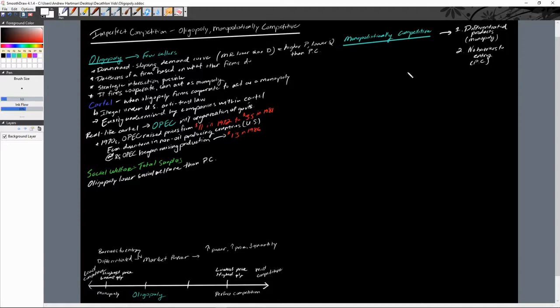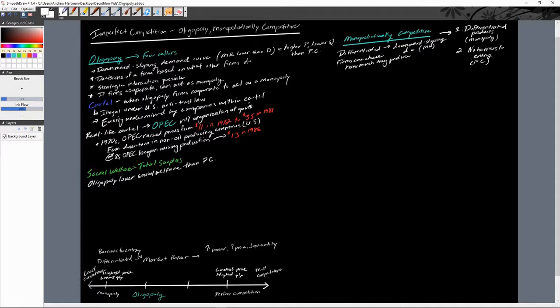Because we have a differentiated product, that leads to the idea that we have a downward sloping demand curve, which of course means a downward sloping marginal revenue curve as well. So because of that, as we've seen, that means that firms can choose how much they produce.